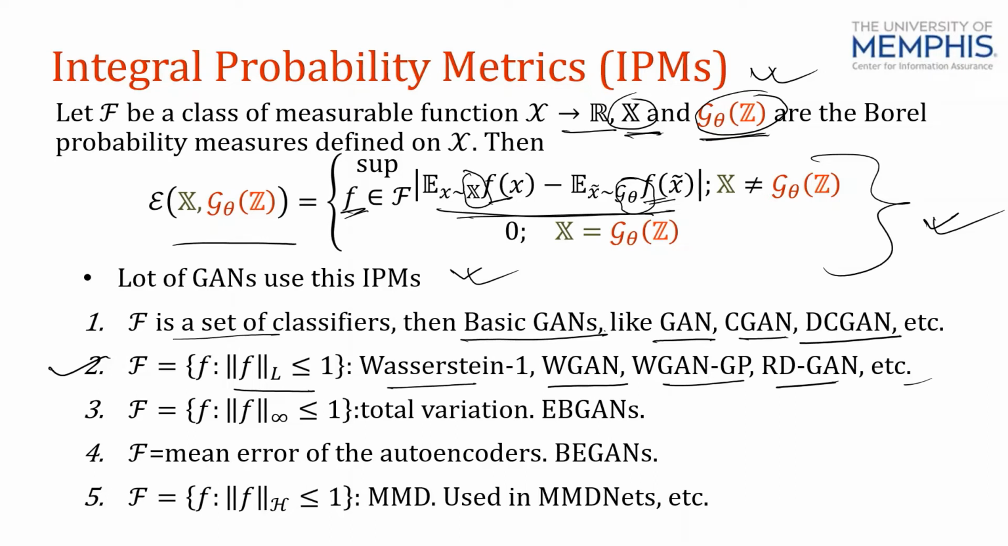Now, if this class of functions is the total variation, then the corresponding GAN we call the EB GANs. If F is the mean error of the autoencoders, then we call these BE GANs. If F is chosen as a function in a unit ball over the RKHS, then we call this distance the MMD, and a lot of GANs, including MMD nets, use this measure.